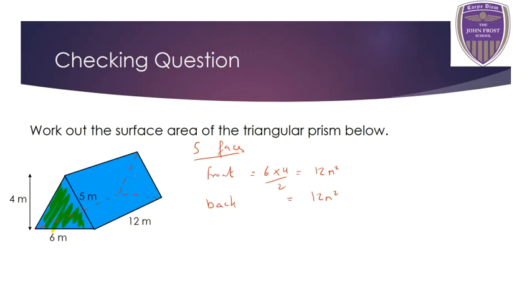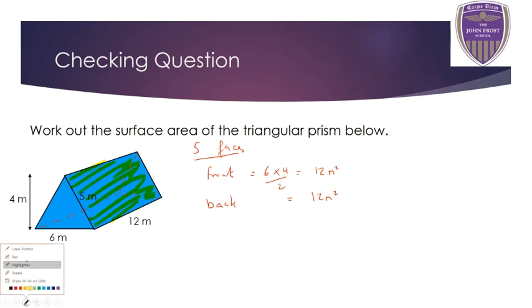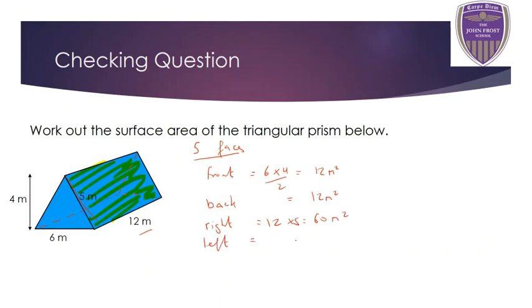Now, this shape hasn't really got a top, has it? I'd say this one's got 2 sides, the left-hand side and the right-hand side. So I'll do those first of all. Here's the right-hand side. See the shape here? It's definitely a rectangle. It is 12 long and 5 this way. 12 times 5 is 60 meters squared. And this time the left is the same as the right. They are clearly both the same size.